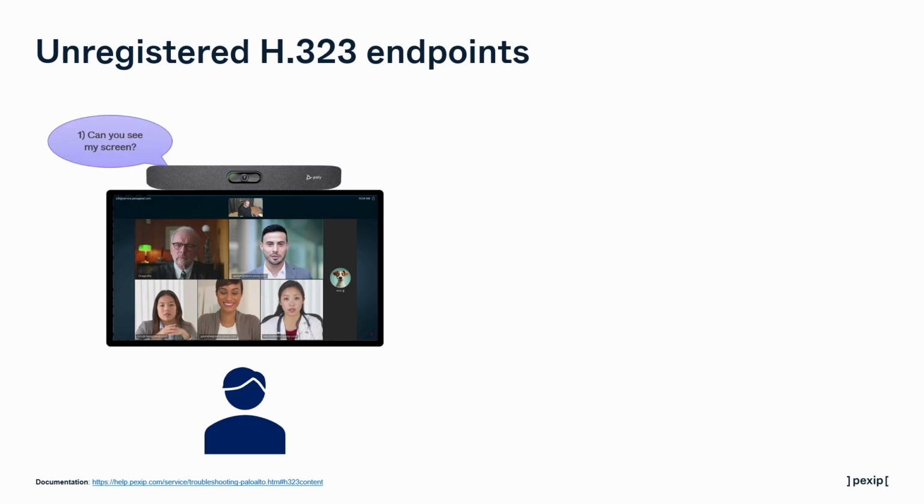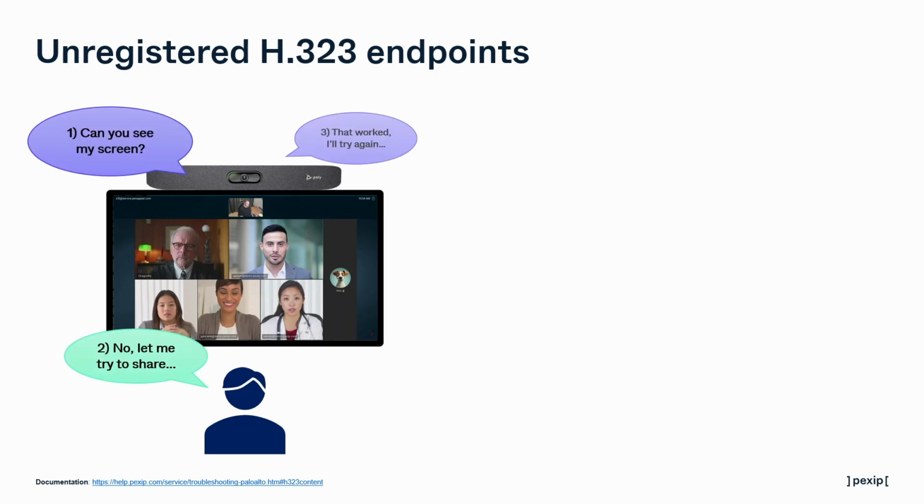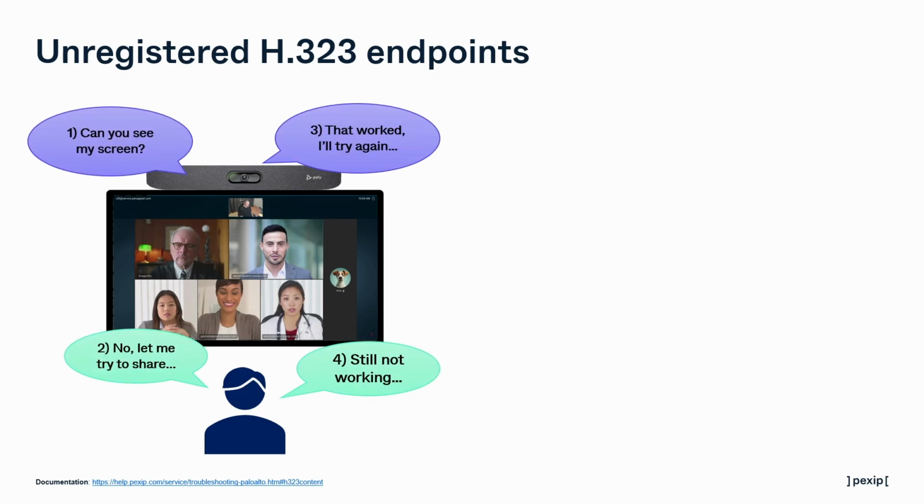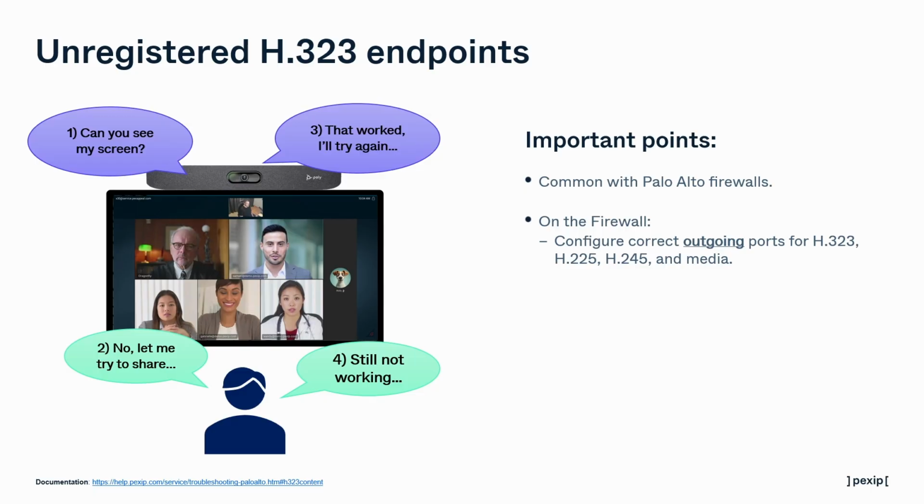Unregistered H.323 endpoints may encounter content sharing issues, even after sharing content in the call and then stopping. This is common with Palo Alto firewalls. The firewall should be configured with the correct outgoing firewall ports for H.323, H.225, H.245, and media port range. On the endpoint, ensure that media static ports are disabled.